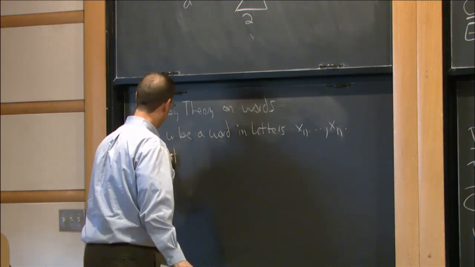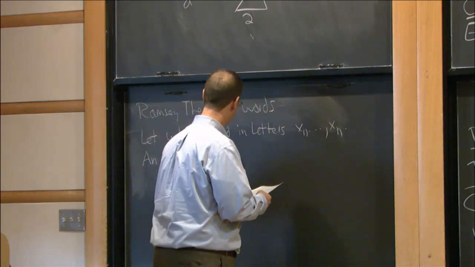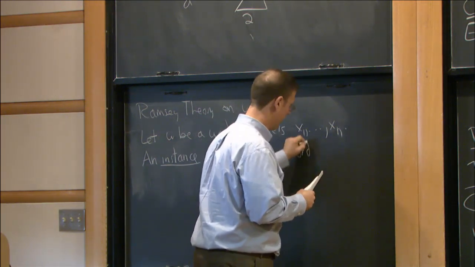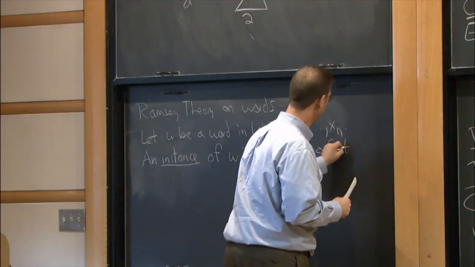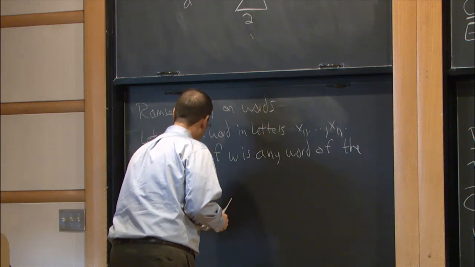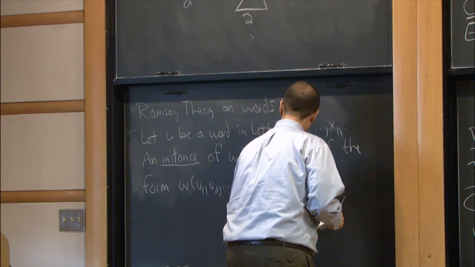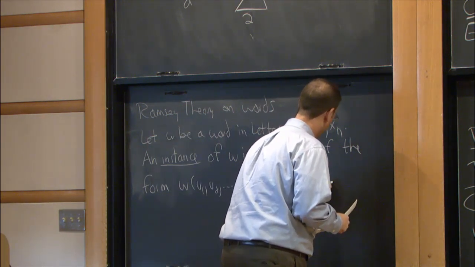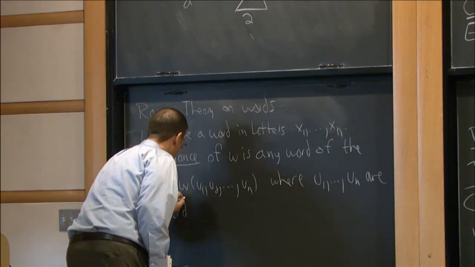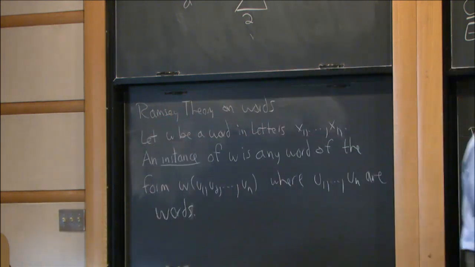An instance of W is any word of the form W(u_1, u_2, ..., u_n), where these u_i are words. So let's see an example of this.